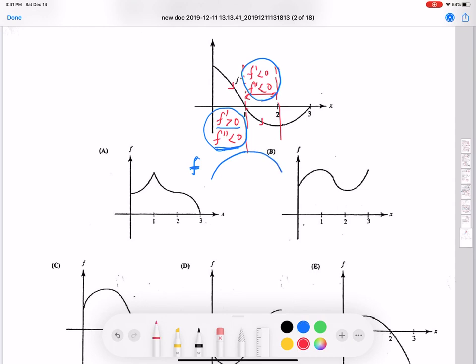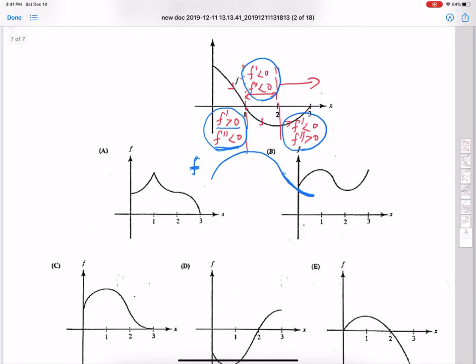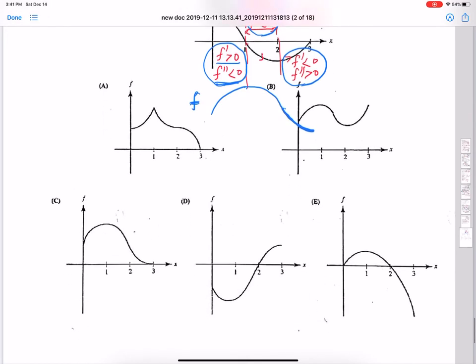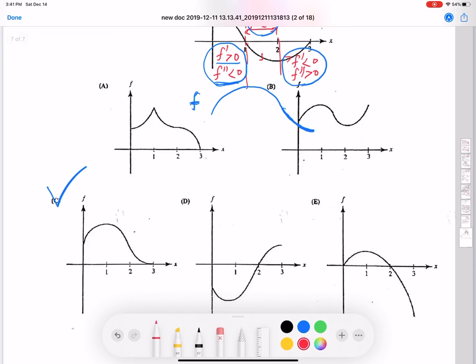Right? What about when x is greater than 2? First derivative function graph is under the x-axis, first derivative less than 0. But it's increasing, so second derivative is positive. So first is negative, second is positive. For the original function, decreasing concave up. So graph shape is going to be like this. Okay. This point is 1, 2, 3. So which one is the possible answer? Yep, C is the only possible function graph. C.